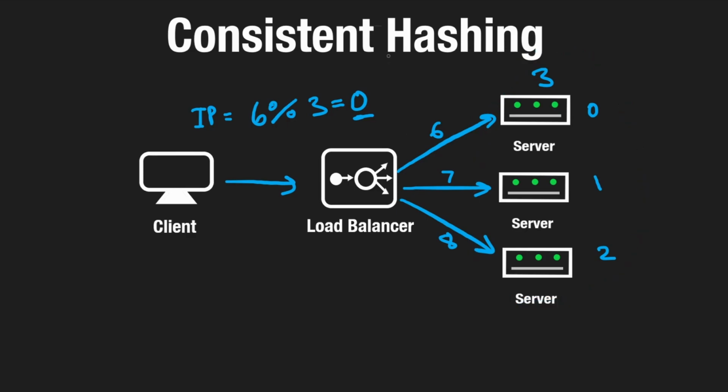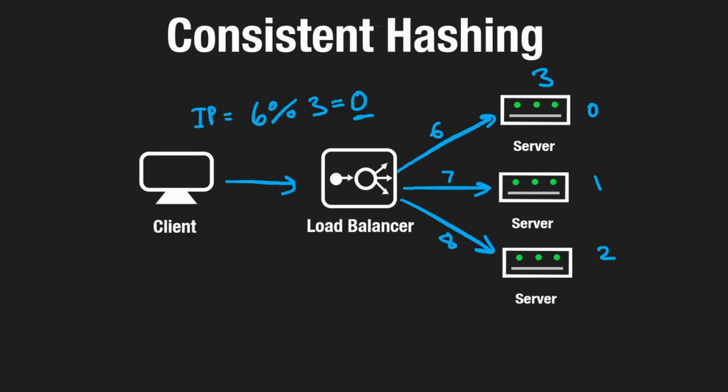Now, one benefit of this hashing approach compared to round robin, the same user with the same IP address of 6 will always be routed to this server, even if this server is not the one with the lowest amount of traffic. But what could possibly be the benefit of this user always going to this server? Well, if our servers are REST APIs and they're stateless, then it doesn't really matter, because whether this user goes to this server or this server, it doesn't matter. The servers are identical. There's no difference between any of them.